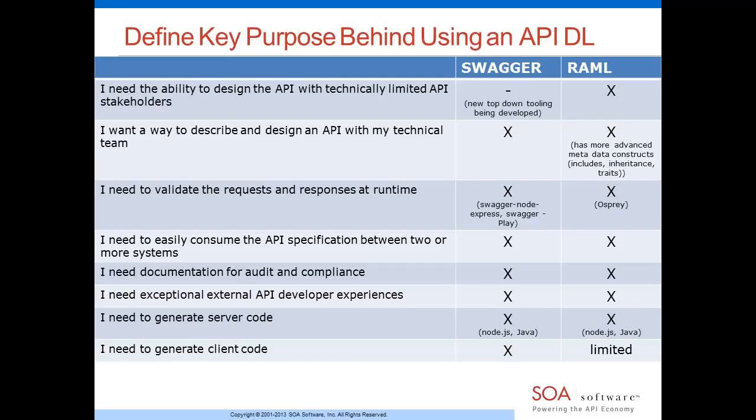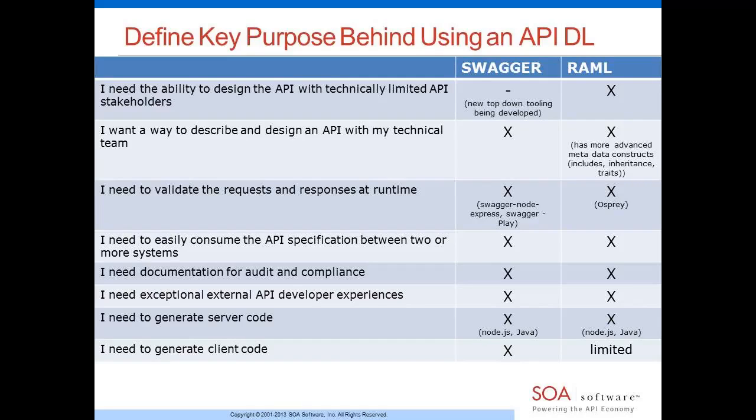Now, again, I need documentation for audit or compliance standpoints. Swagger and RAML are both good at that. I need an exceptional external developer experience. Swagger is what everybody thinks of, right? That is the incumbent. That has 2 years ahead of RAML. Now, it's great. It's embedded in a lot of things that we see, a lot of developer portals out there.